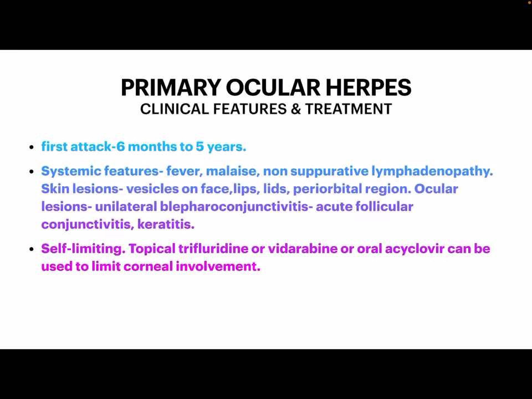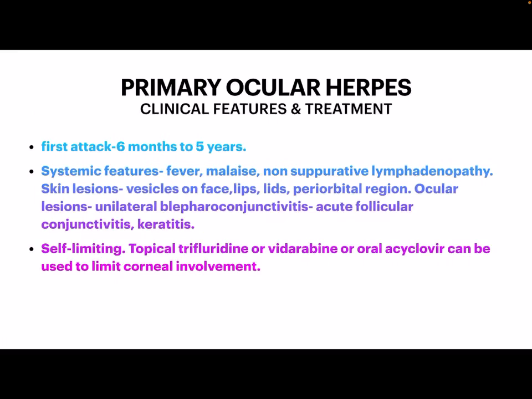So systemic features include fever, malaise, and non-suppurative lymphadenopathy, because it is a viral infection, that's why non-suppurative. Then skin lesions include vesicles on the face, lips, lids and periorbital region. Then ocular lesions include unilateral blepharoconjunctivitis, characterized by acute follicular conjunctivitis and keratitis. This is self-limiting, it will resolve by itself, but you can give some oral acyclovir or vidarabine, topical trifluridine or vidarabine to limit the corneal involvement so that there is not much damage to the cornea.